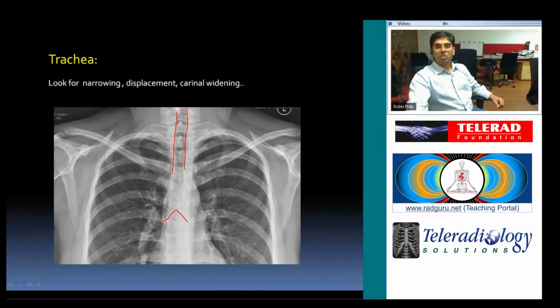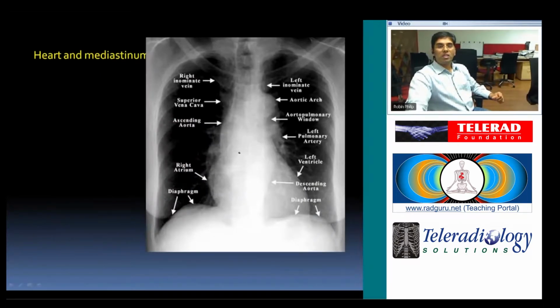Normally the radiograph is done in good inspiration. If the patient cannot hold their breath or is not able to follow the instructions, in an expiratory view there may be some bulging or kink of the trachea to the right, that is normal. Whereas in a good inspiratory view, if you see a deviation to one side, further interrogation is required for that. And then the next move is on to the heart and mediastinum.